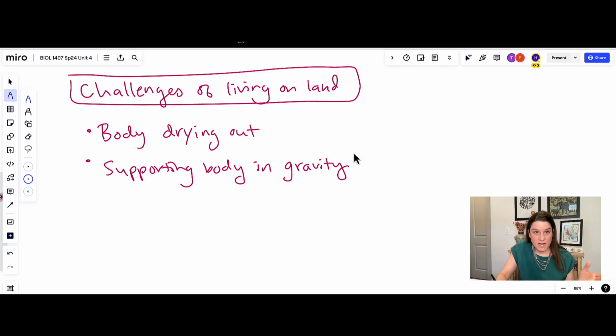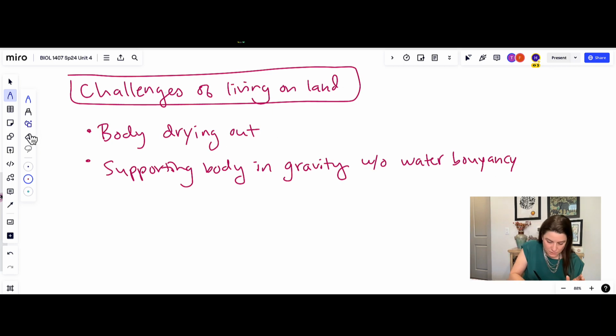How about supporting your body in gravity without the water buoyancy? Sorry, that was wrong. If you're in water, you've got that buoyancy, which counteracts gravity, right? But on land, you don't. You just have the gravity pulling you down pretty much. So how do you deal with that? What's an adaptation there? You have to worry about the eggs and sperm drying out, so not just the body.